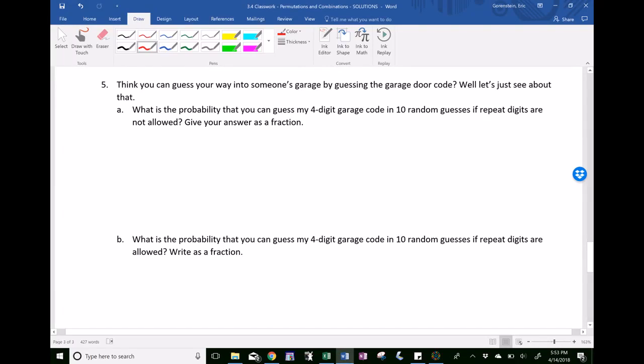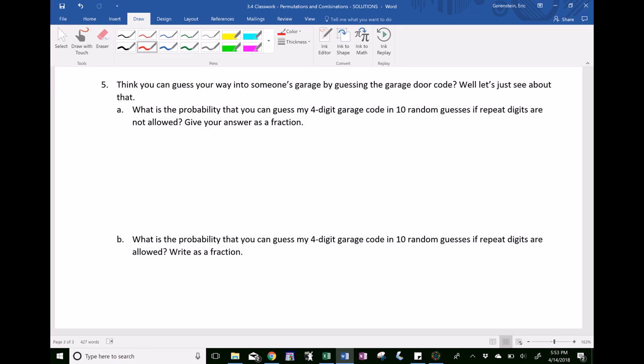Okay, in this problem we're trying to determine the probability of guessing the correct 4-digit garage code in 10 random guesses. So let's leave the 10 guesses off for a bit. Let's just see what's the probability of guessing right if you have one guess. If we can figure that out, then if you have 10 attempts, you can multiply that by 10. So what is the probability of a correct guess?